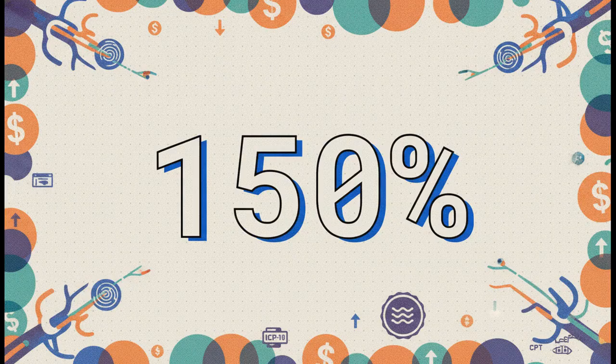And why is it so important to get that modifier 50 right, instead of just getting denied? Because properly documenting bilateral necessity and using modifier 50 yields a 150% reimbursement on the Medicare physician fee schedule. So getting those modifiers right doesn't just prevent those incredibly frustrating denials, it ensures your practice is fully and fairly compensated for all the complex work being done.